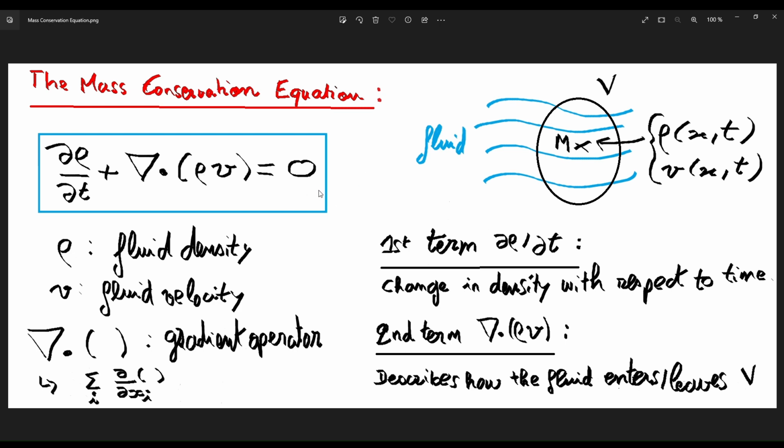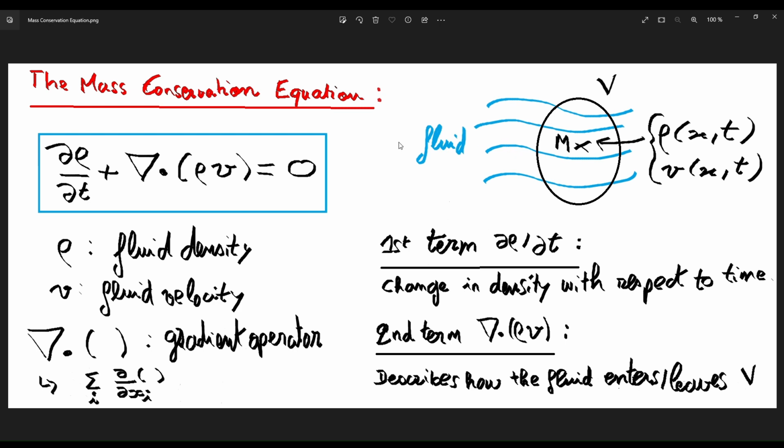Simply put, the mass conservation equation, also known as the continuity equation, is a fundamental principle in fluid mechanics that states that mass can neither be created nor destroyed in an isolated system. It describes how the mass of a fluid is conserved as it flows through a given region, like the little domain here. For instance, to understand this equation, let's break it down.